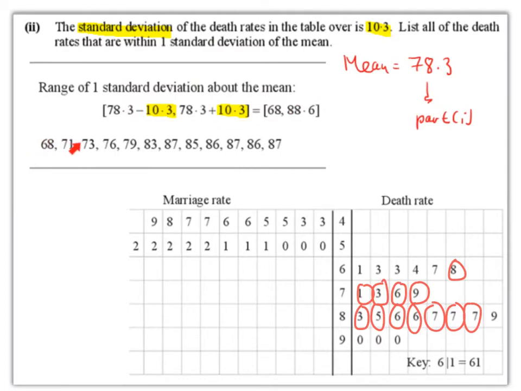So here they are. They're not in order from smallest to largest because this would have been taken from the original table, but you can write them in order from smallest to largest if you want. So these are the list of death rates that are within 1 standard deviation of the mean.